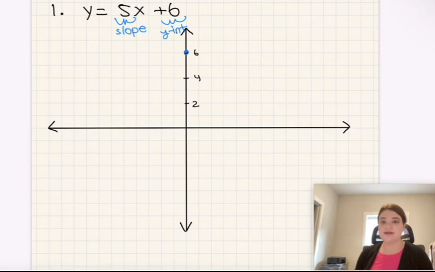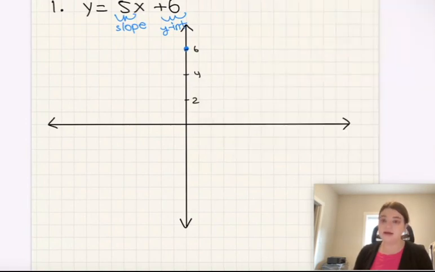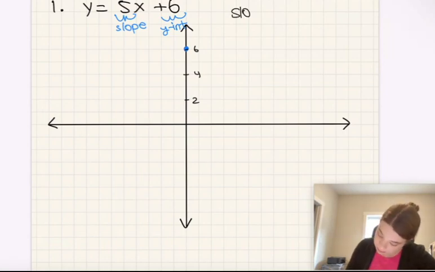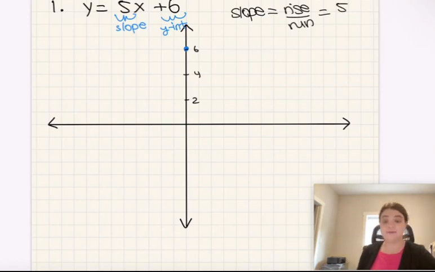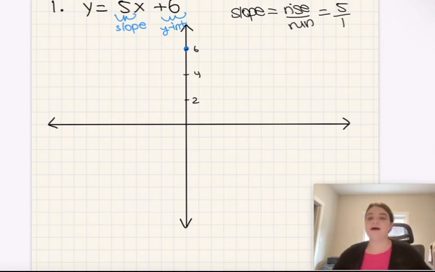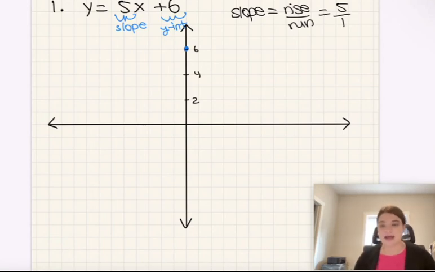So the slope in this case is 5. And what does the slope mean? The slope is rise over run, right? So slope equals rise over run. In this case, the slope is 5, and 5 is the same thing as 5 over 1, right? Any number over 1 is just the same as that number. So in this case, the rise is 5 and the run is 1. So we're going to go up 5 and over 1.